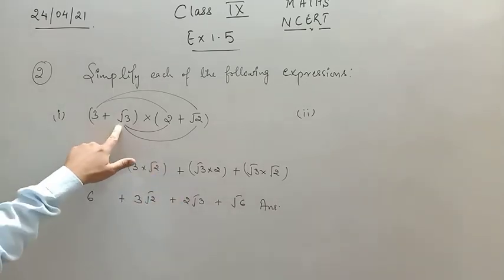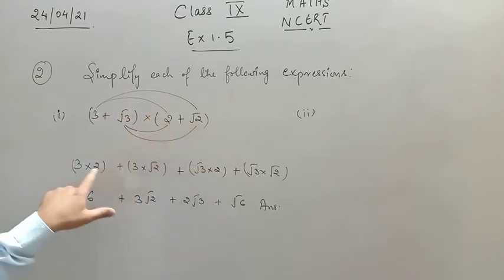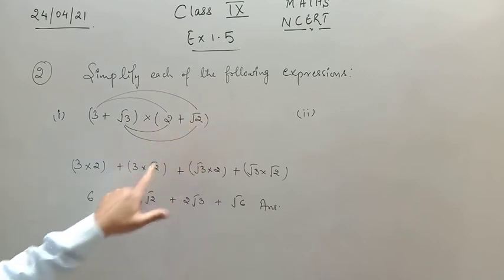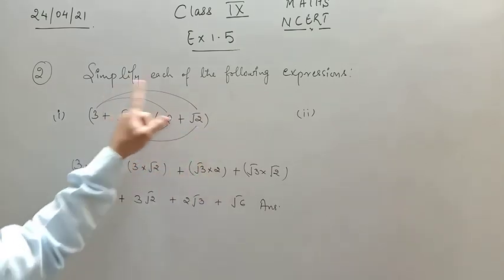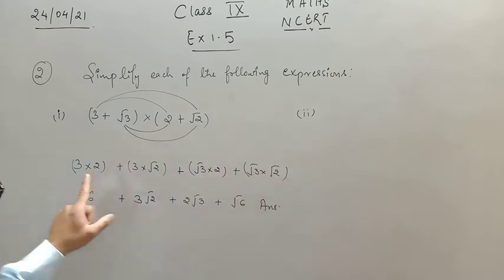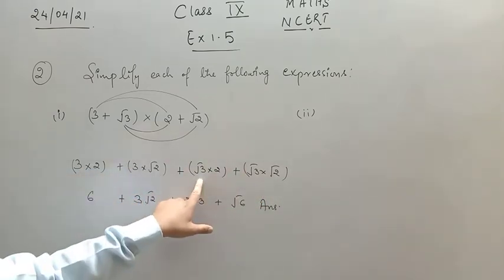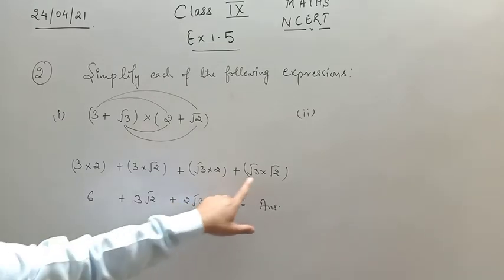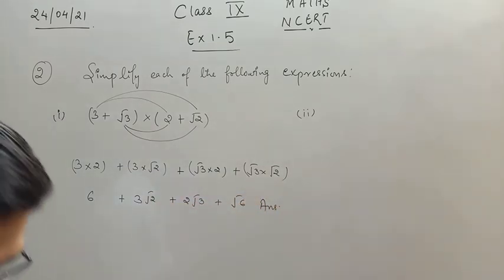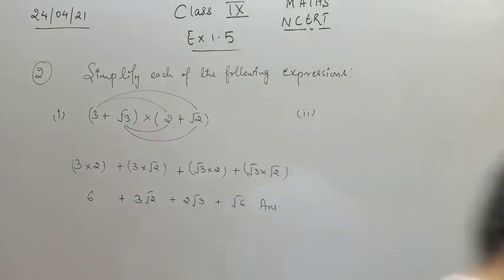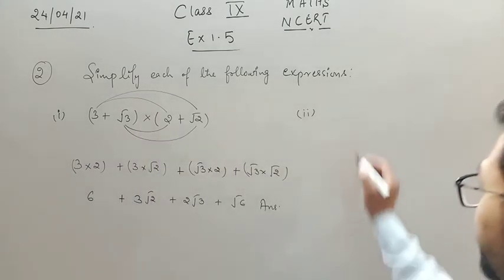So 3 plus root 3 multiplied with 2 plus root 2. First 3 is multiplied with 2, then 3 is multiplied with root 2, then this root 3 is multiplied with 2, then this root 3 is multiplied with root 2. 3 2s are 6, 3 into root 2 will give you 3 root 2, root 3 into 2 will give you 2 root 3, and root 3 into root 2 will give you root 6. Any doubt? If not, then it's okay. Then we will move to the second question.